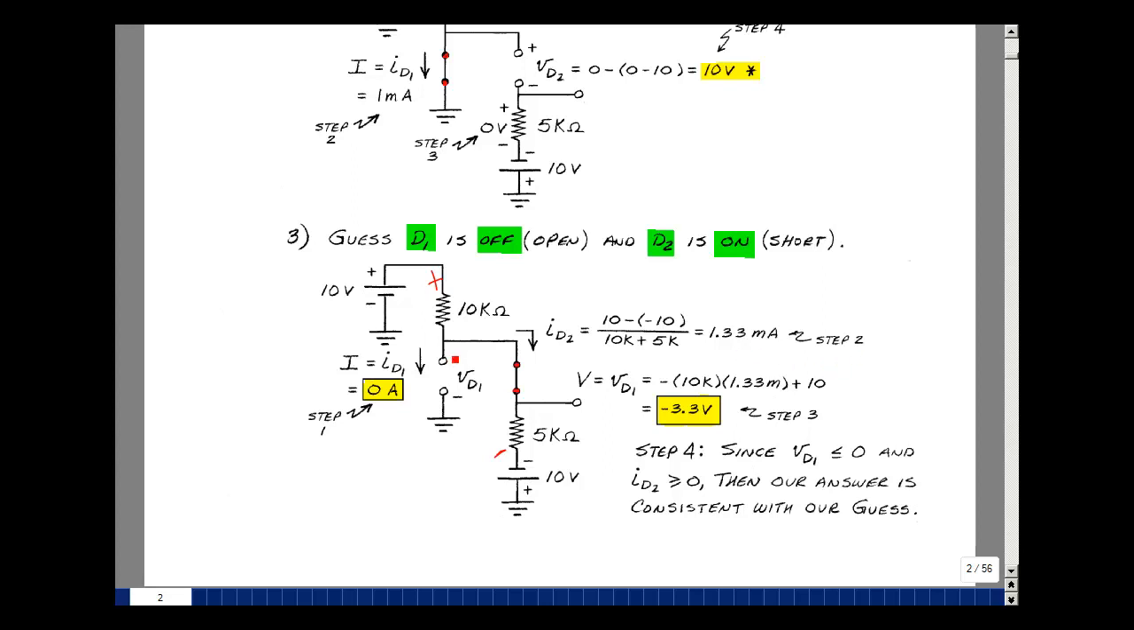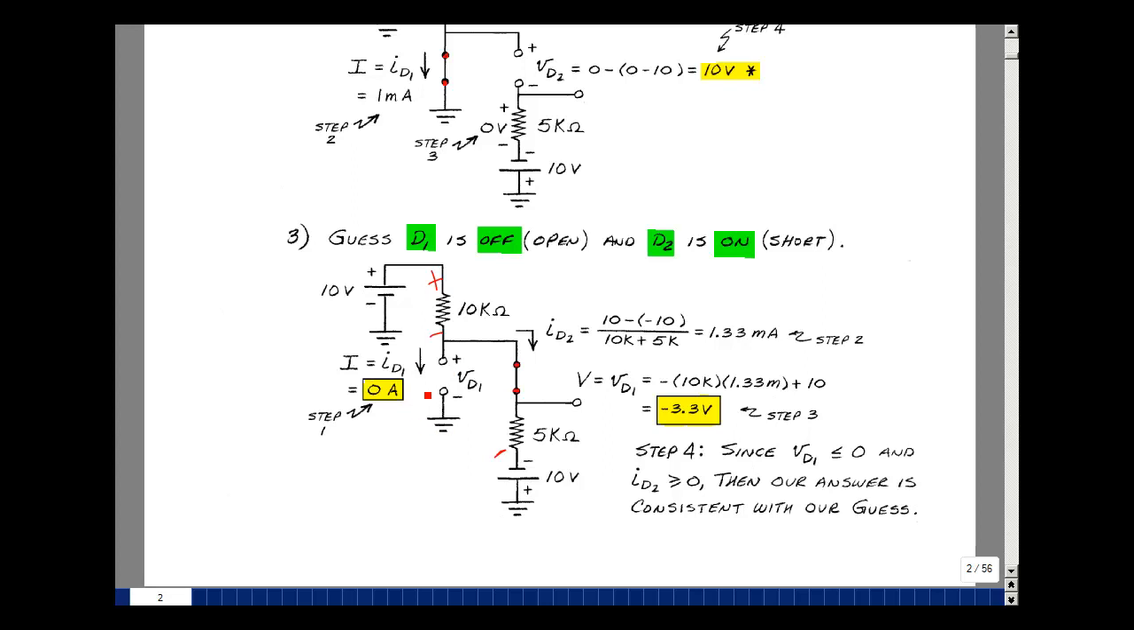So lastly, we have to find the voltage across the diode to show that it's less than or equal to 0. Let's find the voltage across this resistor, and that's going to be equal to the current times 10K. 1.33 milliamps times 10K. The rise in voltage here is equal to the drops around the loop, so it's going to be equal to minus that drop plus 10. And that turned out to be minus 3.3 volts. The voltage across the diode is less than or equal to 0.